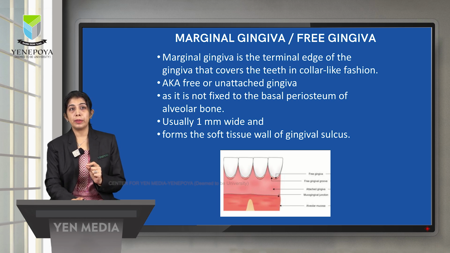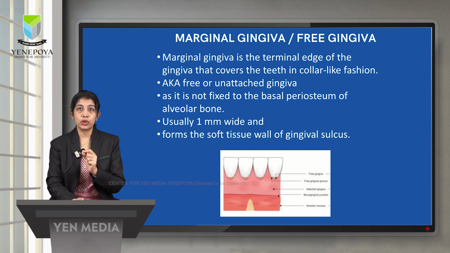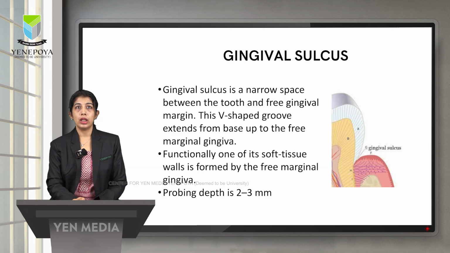Usually it is around 1 millimeter wide, and it forms the soft tissue wall of the gingival sulcus that I will be talking about later. So this is in brief about the marginal gingiva or the free gingiva. As you can see in the picture, it's the terminal edge of the gingiva that is present just below the cervical area of the tooth, around 1 millimeter wide.